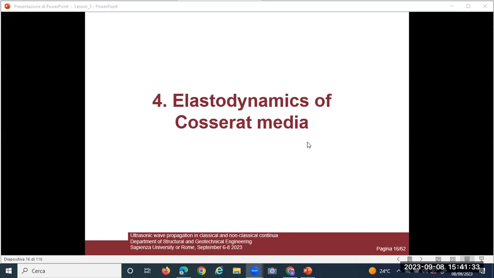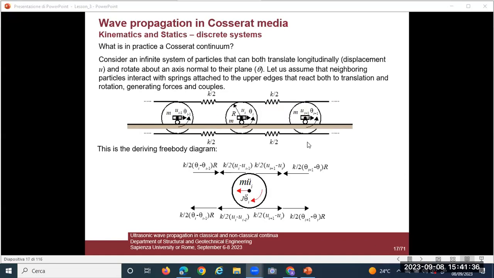Okay, then let's move on to the elastodynamics of Cosserat media. So again, this year I made all these drawings because I think they are useful to better understand the reason why we should study and use in practice these models to describe real engines, real objects.